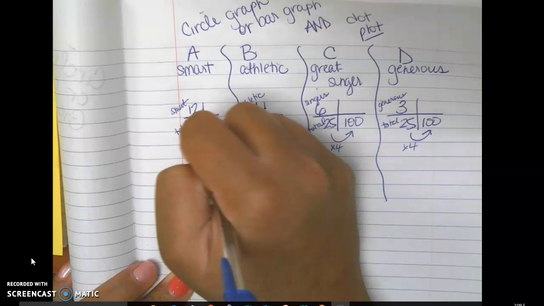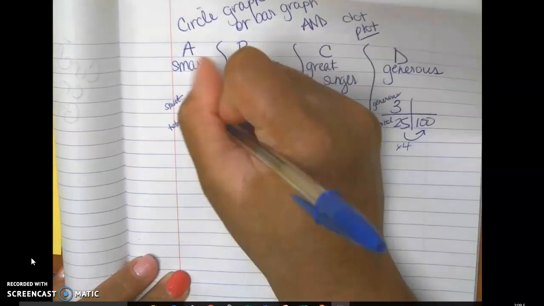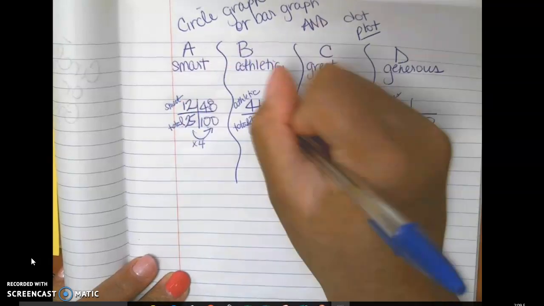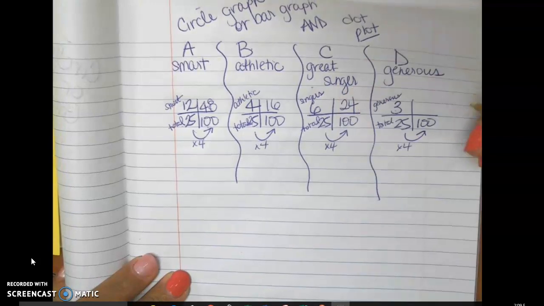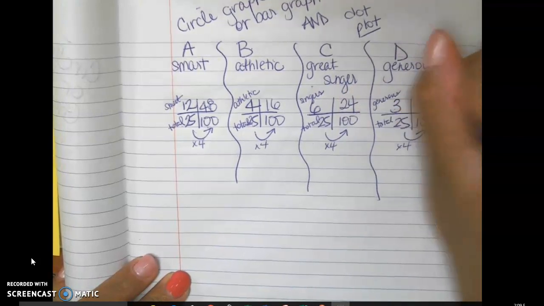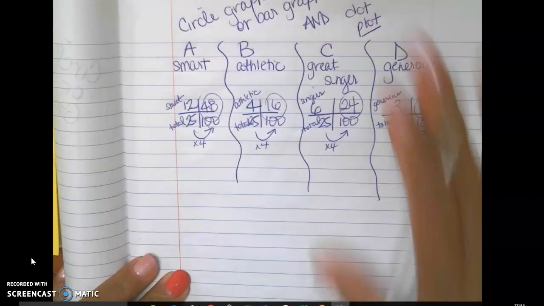So I need to multiply each numerator by 4. What's 12 times 4? 48. What's 4 times 4? 16. What's 6 times 4? 24. And what's 3 times 4? 12. Now I have percentages. This is my showing my work.